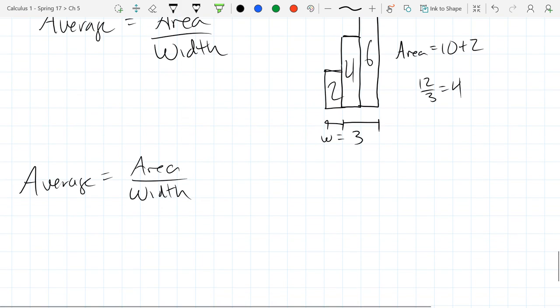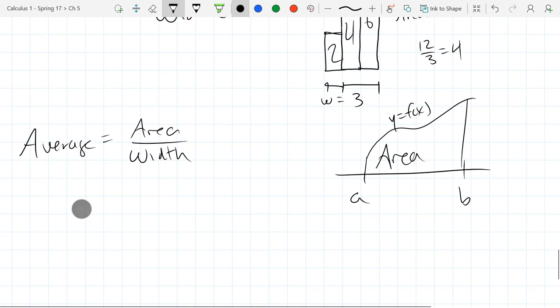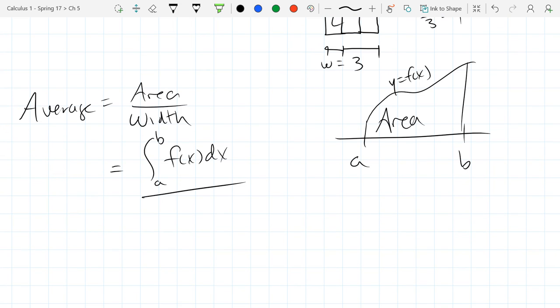So still same area over width, except now our width is going to go from A to B, and we're going to look at the area underneath the function from A to B. So exactly the same stuff, area and width, except now we're going to write out the area as an integral from A to B, f(x) dx, divided by, so that's our area, what is the width of this region?